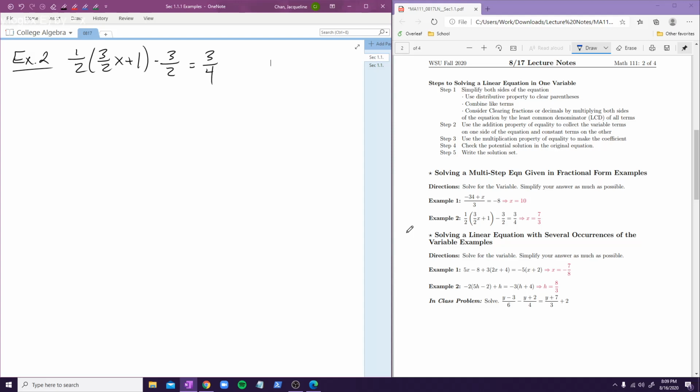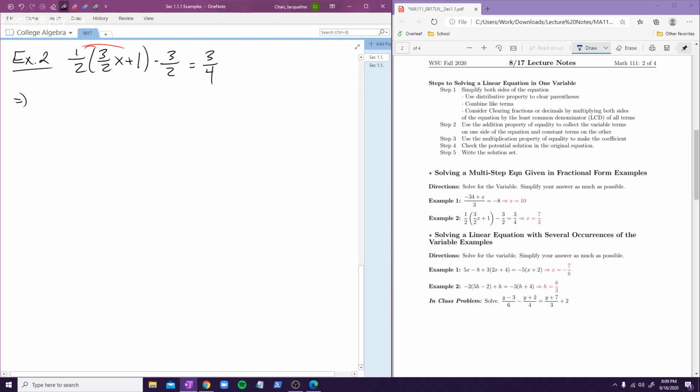So the first step is to simplify both sides of the equation. Right? I look at the left side, there's a lot going on. I look at the right side, it's only one number. So luckily for us, we just have to simplify the left side because the right is as simplified as possible, right? So what am I going to do first? So I notice these parentheses and a coefficient in the front, so I'm going to use the distributive property, right?